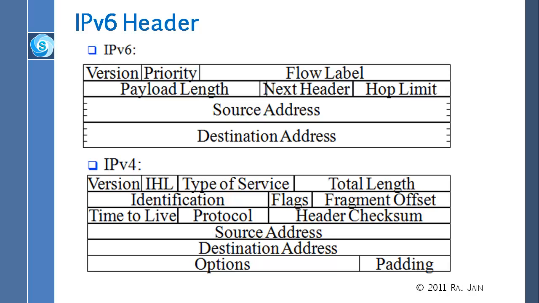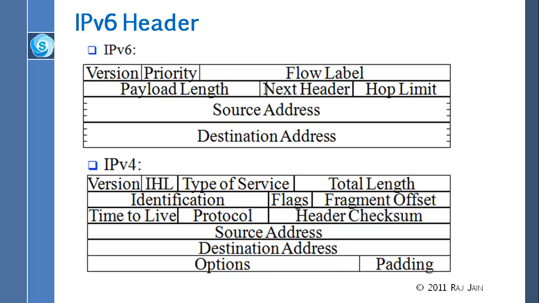So the first field is priority. Then there is something called flow label. Then there is a payload length. In IPv4, we had total length, which means the header plus the data. Here, this means only data. Next header. Here there was only one header.